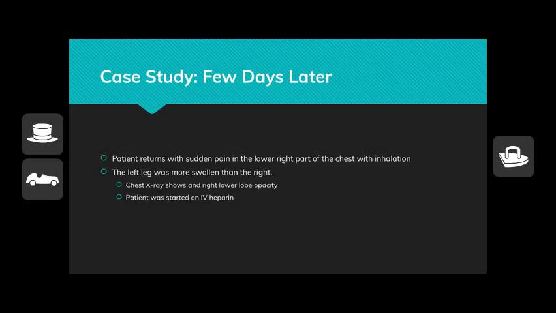A few days later, the patient again returns with sudden pain in the lower right part of the chest while inhaling. The left leg was also more swollen than the right. A chest x-ray was done, and it showed a right lower lobe opacity, which means just an opaque area on the chest x-ray, and the patient was started on IV heparin.